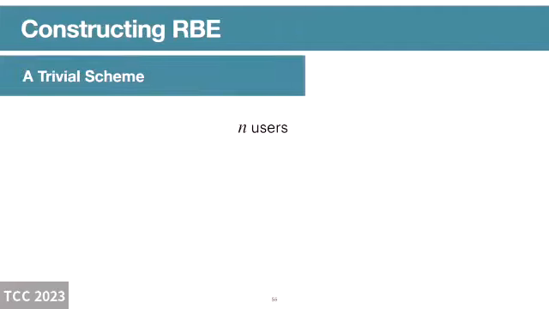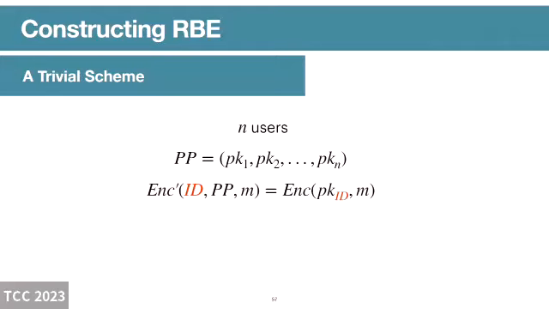So how do we construct an RBE? Let's say that we have n users and their public keys are PK1 through PKn. Then there's a trivial RBE in which we can set the public parameter to be all of the public keys of all users concatenated with each other. And then if we want to encrypt a message for someone with identity i, we can easily encrypt the message with the ith public key. And the ith person can obviously decrypt this message successfully.